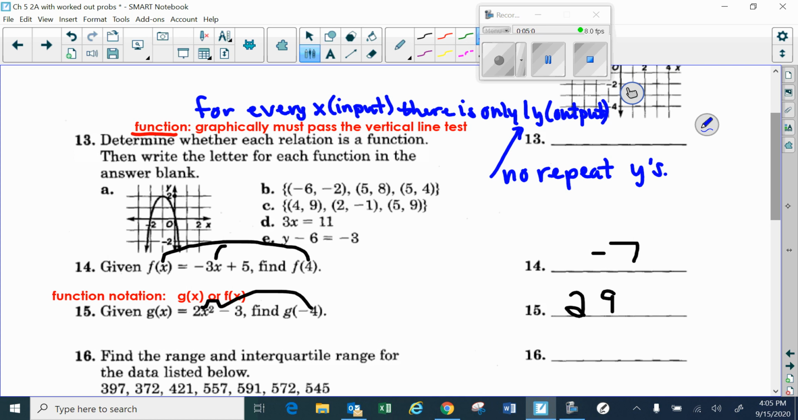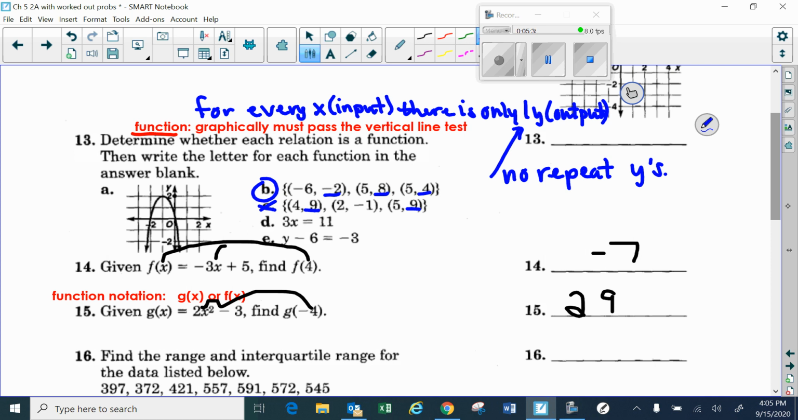So if I look here at my y's here, are there any repeats there? No, there's not. Okay, so I know therefore that B is a function. Okay, how about here? C. Determine whether each relation is a function. Then write a letter for each function in the answer blank. So B is. How about here though? Repeat y's. So C is not. D.